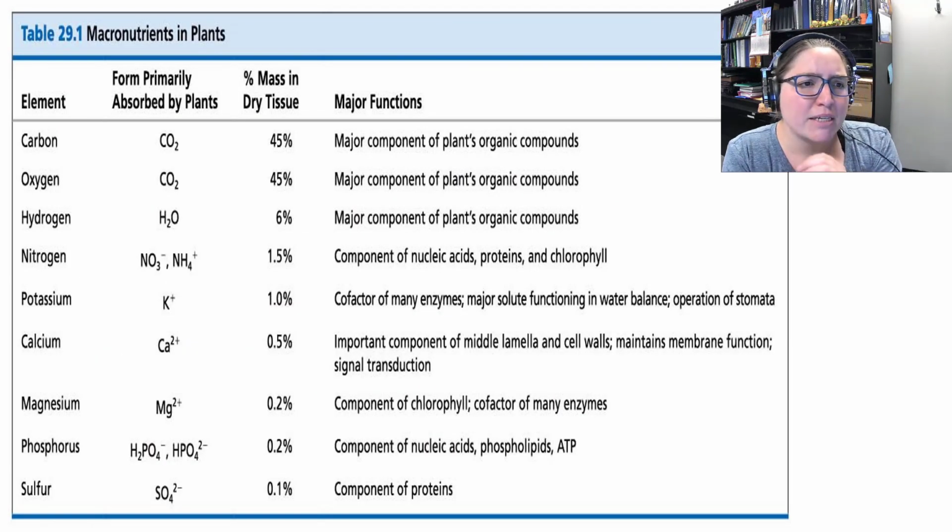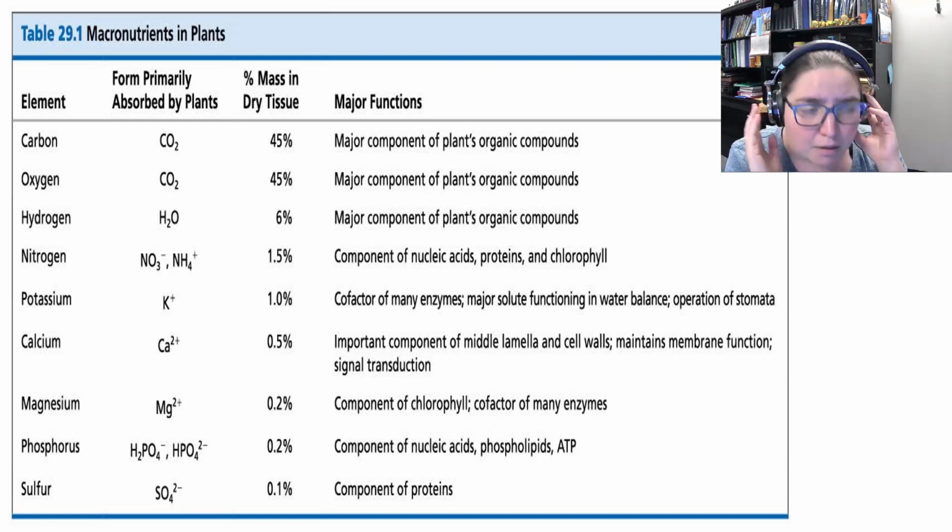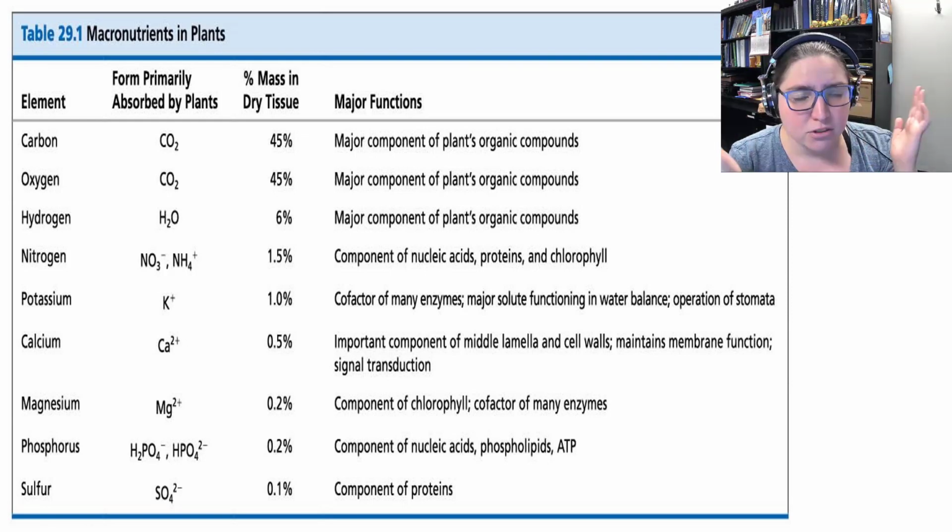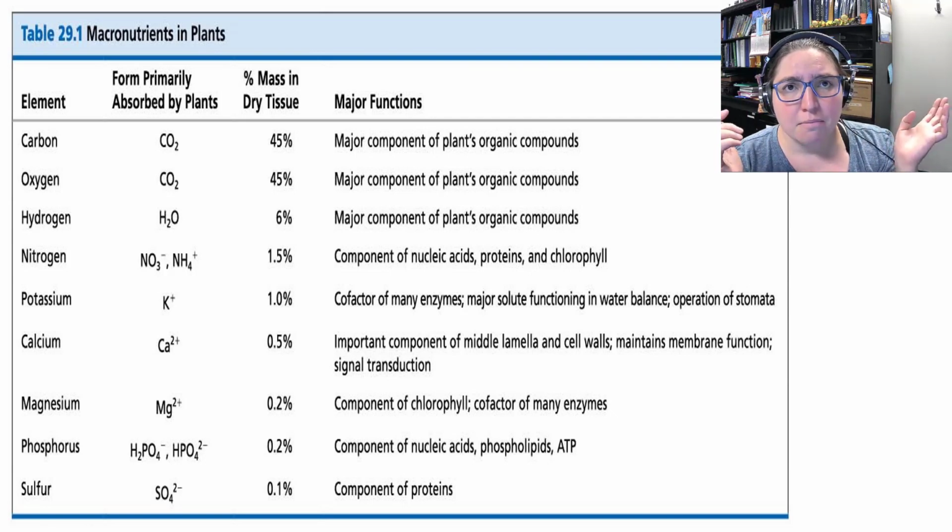I wouldn't worry about memorizing this table, but some of this is pretty obvious, I would say. If we look at the macronutrients in plants, plants need carbon, right? There's carbon in all of their organic molecules. I do want you to know where they're getting this nutrient from and things like that. So carbon, pretty obvious. All of the plant's organic molecules need carbon. Plants get their carbon from the atmosphere.